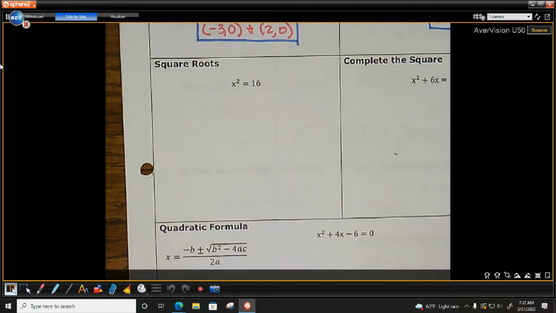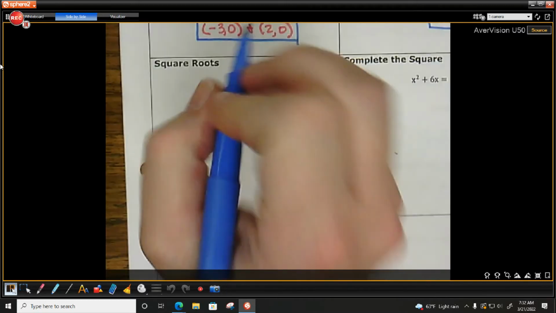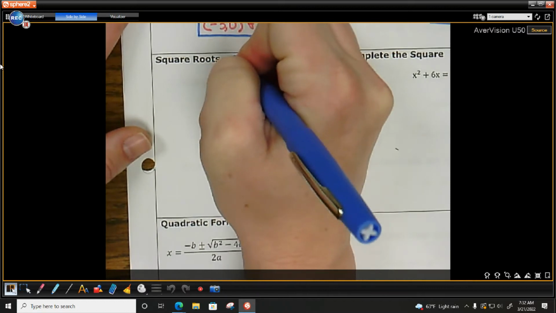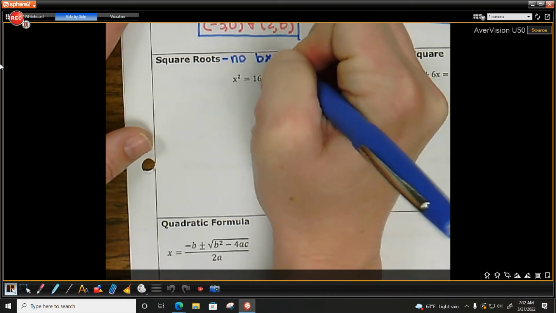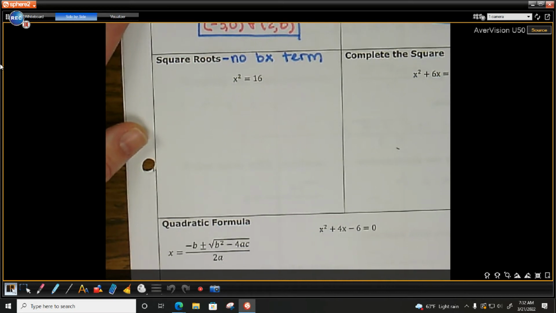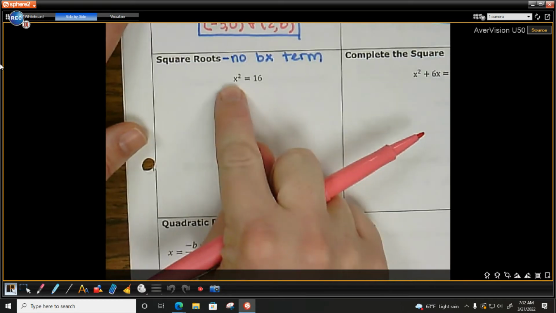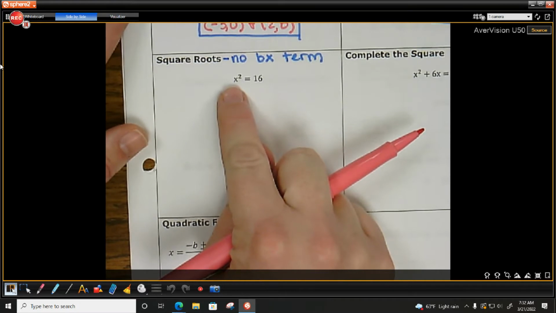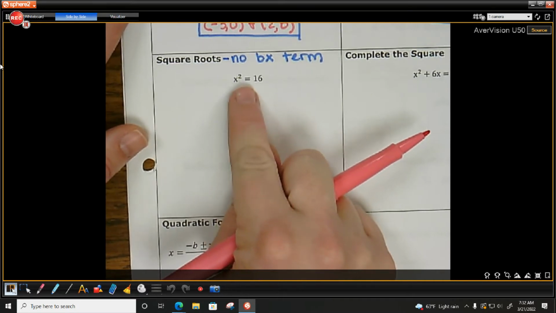Next, the square root method. The square root method is pretty specific on when you can use it. You only can use it when there is no bx term. Do we remember that? You have an x squared term and you have a constant. There's no bx term. So looking here, there's no bx term. When you're solving using the square root method, you want the x squared by itself. Is my x squared all alone? Yeah, it says x squared equals 16.